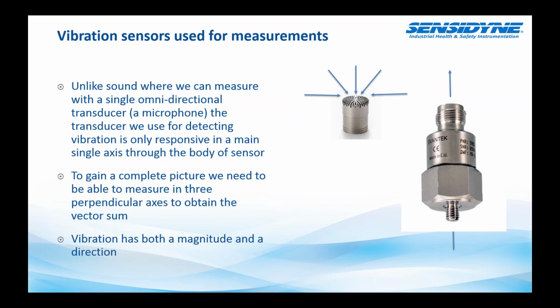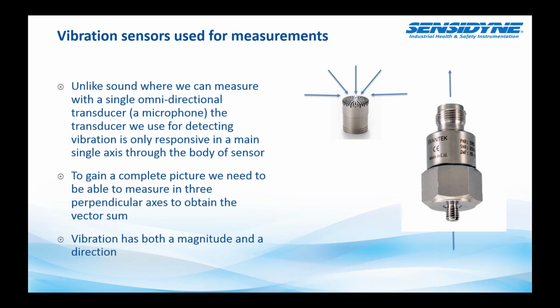On the right-hand side here, you see a typical accelerometer that's used for measuring vibration. But unfortunately, a vibration sensor, because of its design, is really only sensitive in its main axis through the body of the instrument, usually top to bottom. And so, to be able to gain a complete picture of a vibration issue, we really need more than one sensor, more than one accelerometer. So typically we measure in 3 axes, and that enables us to collect all of the information that we need to correctly gain the overall value of the vibration and, if necessary, know its direction as well. So when we talk about vibration, typically we're talking about an issue which has both a magnitude and a direction.